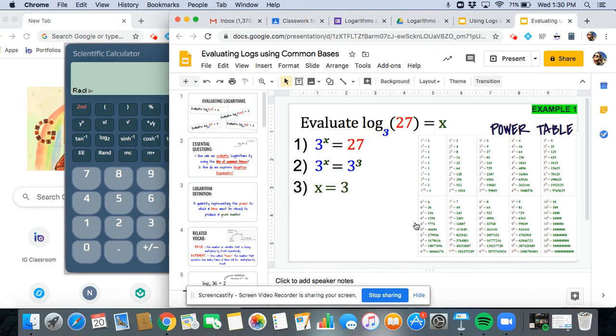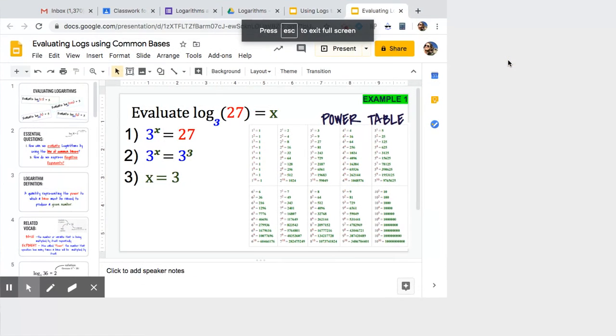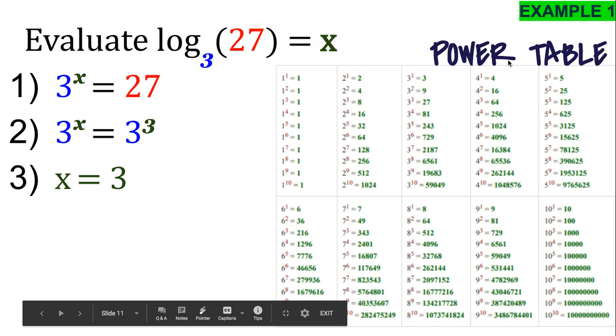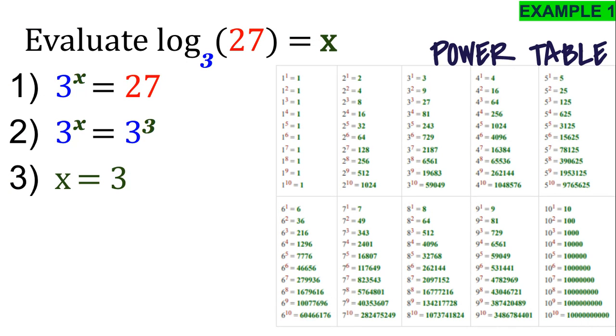This is where power tables can be really helpful. Another example of a logarithm: log base 3 of 27 equals x. When we evaluate it, we're looking for what is the number that I need to raise 3 to get 27. Power tables are one way that you can handle this logarithm and look for this value. We know that we can raise 3 to the 3rd power to get 27.